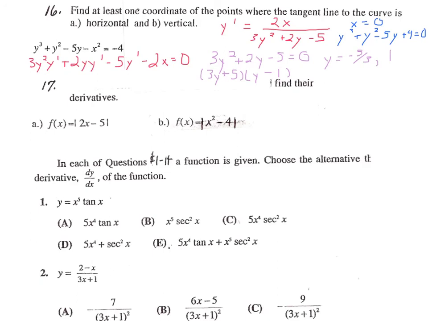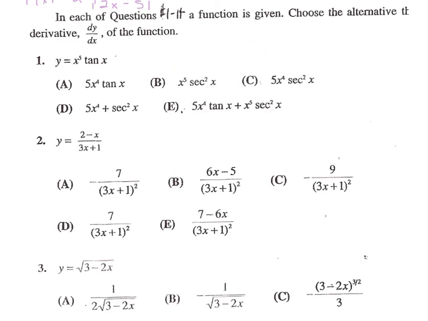For problem 17, we want to find the derivatives of the absolute value functions. So first we take the derivative of the inside, which in this case will be 2, and then we put the function in the numerator and then the absolute value of the function in the denominator. And we'll do the same thing for part B. We'll take the derivative of the inside, which is 2x, and then put the function in the numerator and then the absolute value of the function in the denominator.